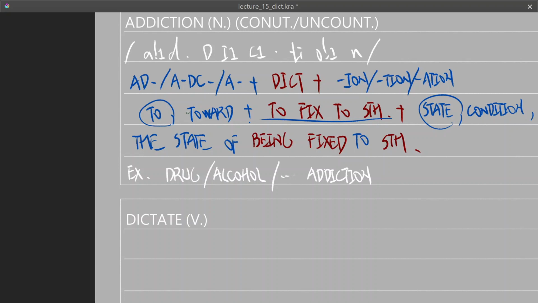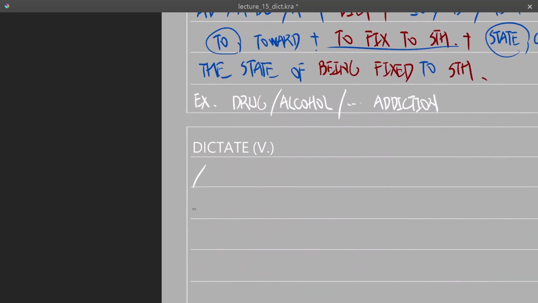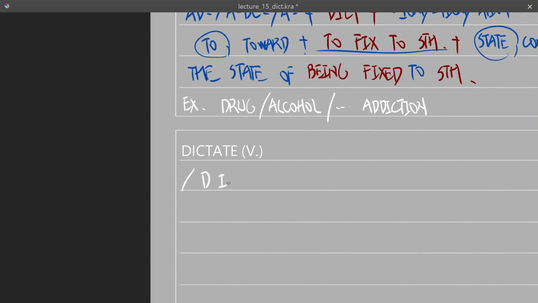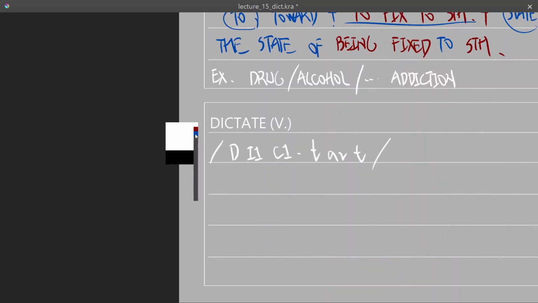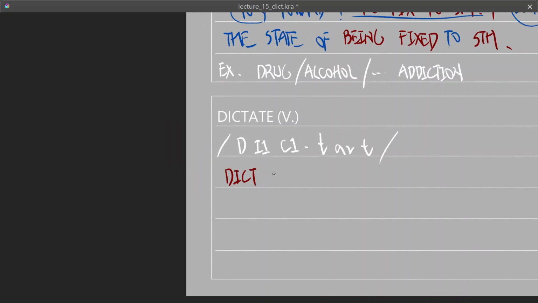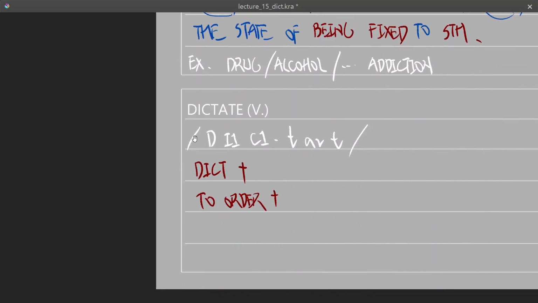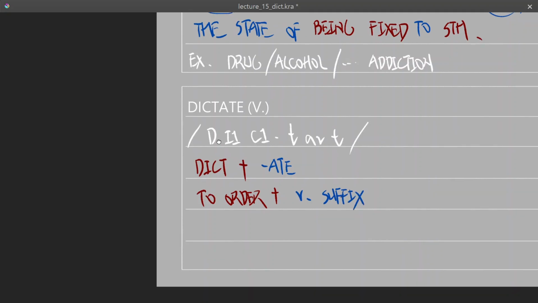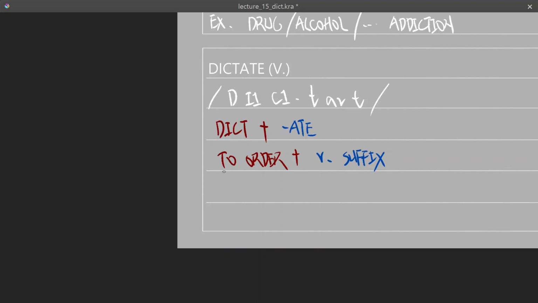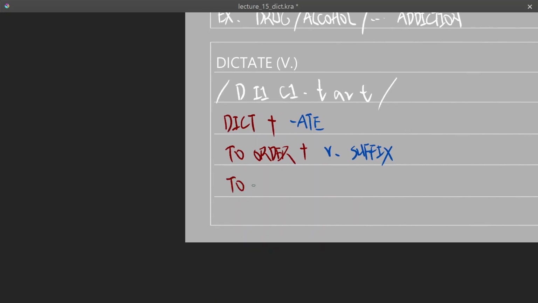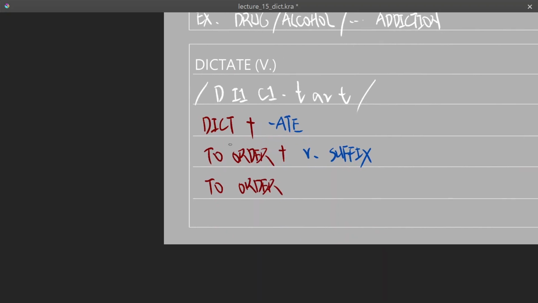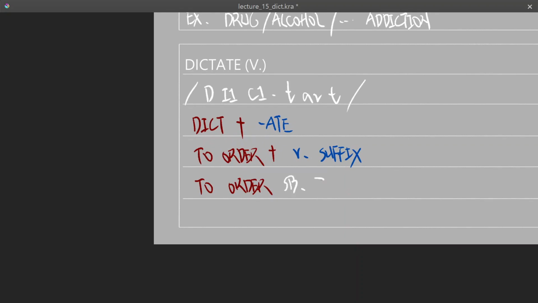All right, next we have dictate. Dictate. All right, we have the root dict, meaning to order. And we have the verb suffix ate. It's a verb suffix in this case. All right, so dictate means to order somebody to do something.